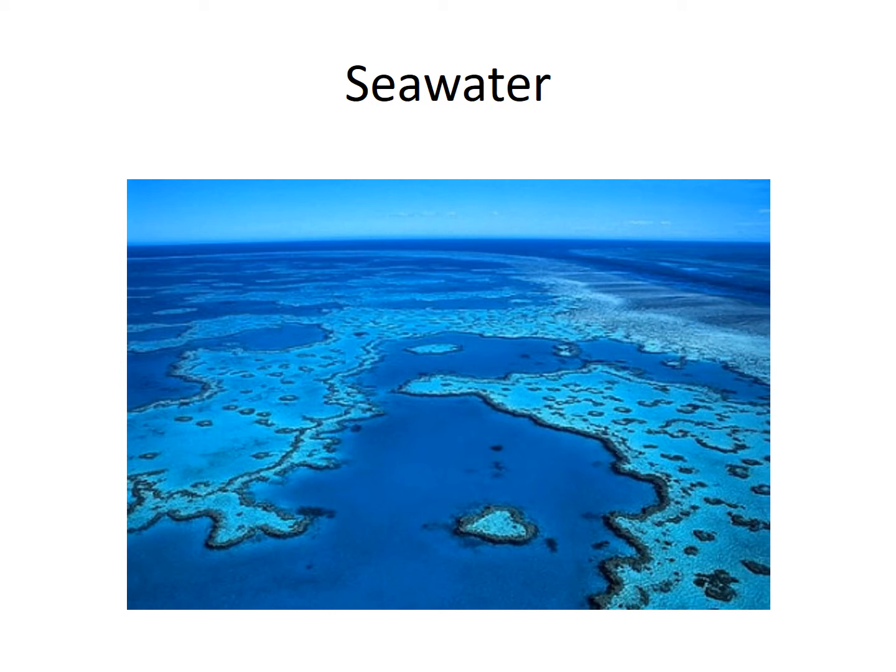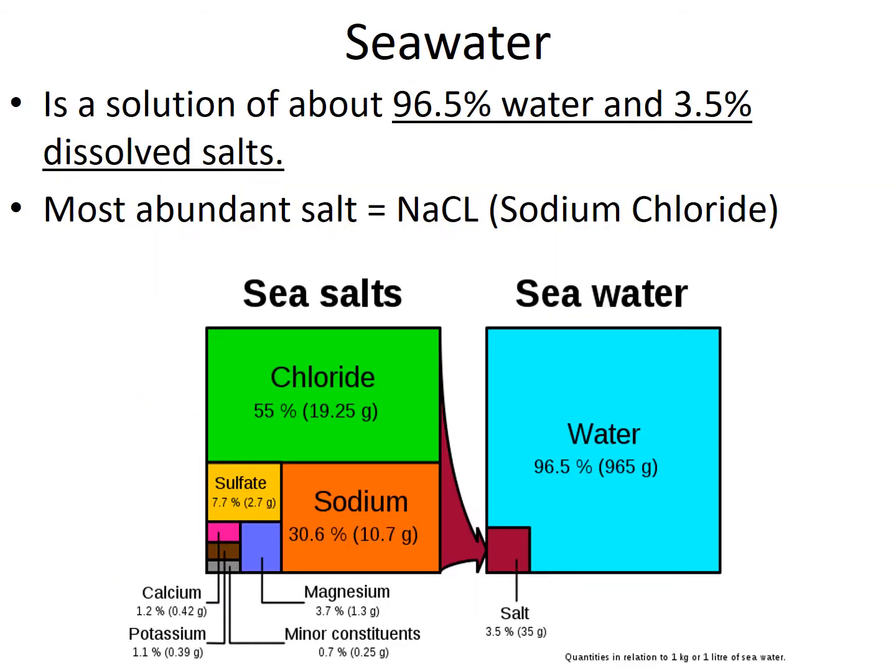Hey guys, welcome back. Today we're going to be talking about seawater and particularly ocean current. So let's talk about what makes up seawater. Seawater is a solution. We've been talking about solutions. It is 96.5% water and 3.5% dissolved salts. Now, the most abundant salt is sodium chloride, which is just your basic table salt.